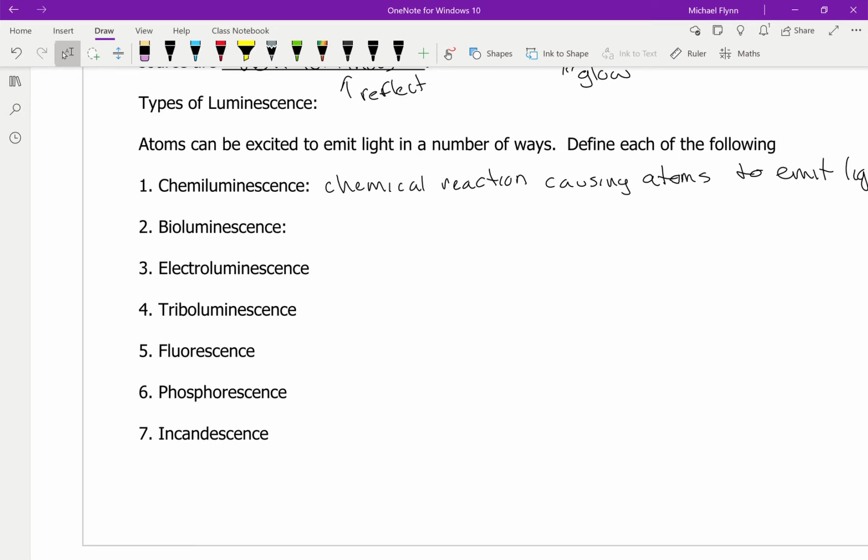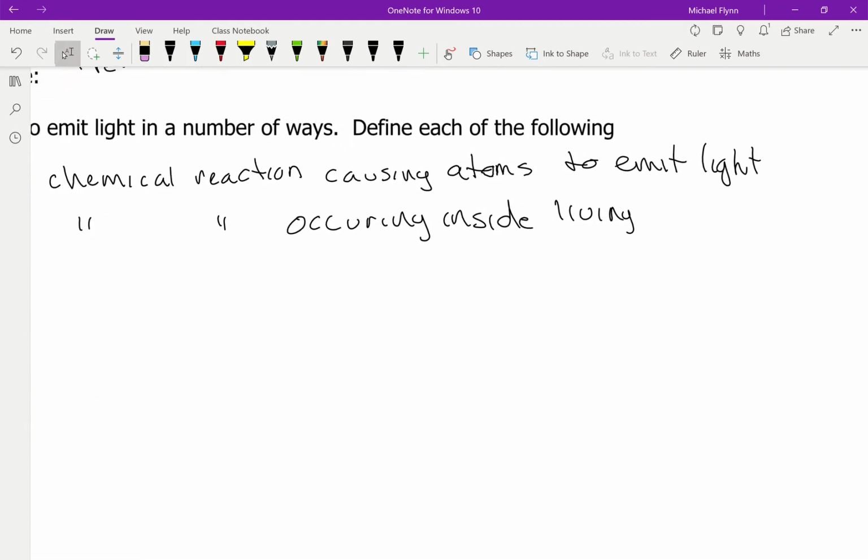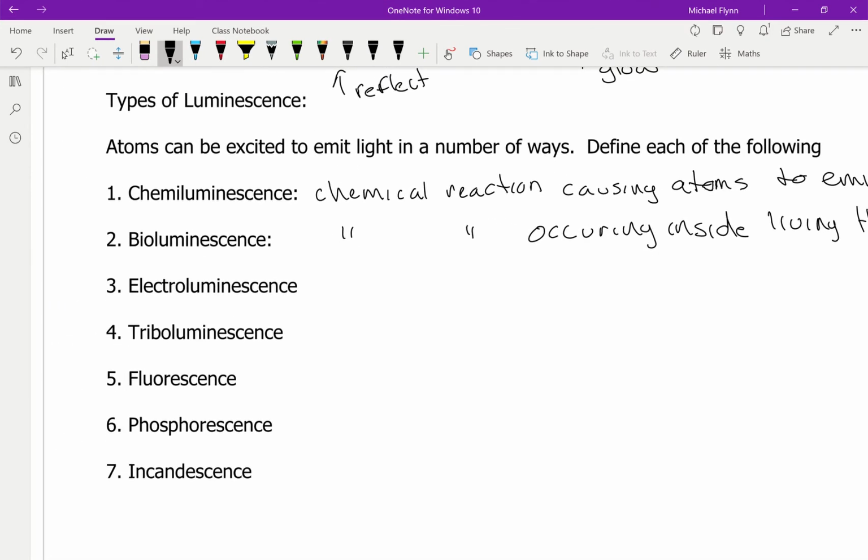So bioluminescence is again a chemical reaction occurring inside living things. So some living things can emit their own light. Not humans, of course. We don't glow. But there are things called glowworms. There are things called fireflies that we would have in our neighborhoods around here.